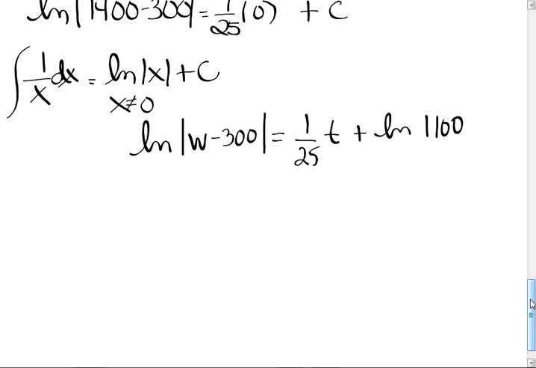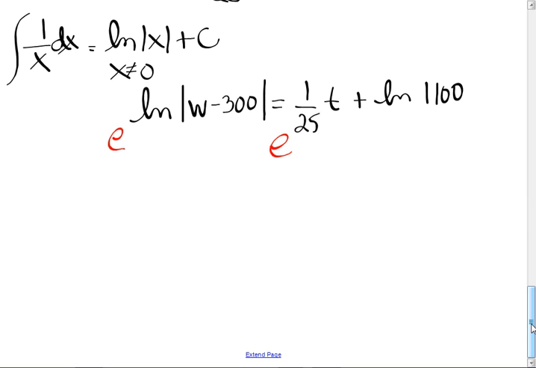Now what do we do? Now let's solve. E to this side, and then don't simplify, because that's where some of you lost your points back. You had them, and then you lost them. It's w minus 300 is equal to e to the 1/25th t. Yes, it's a pain to write it out.